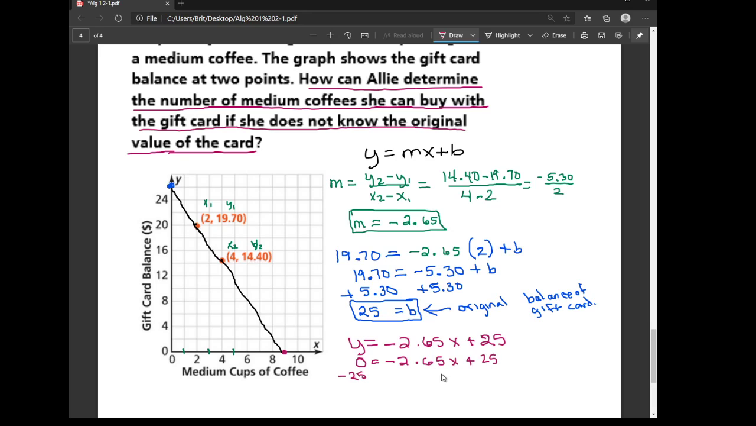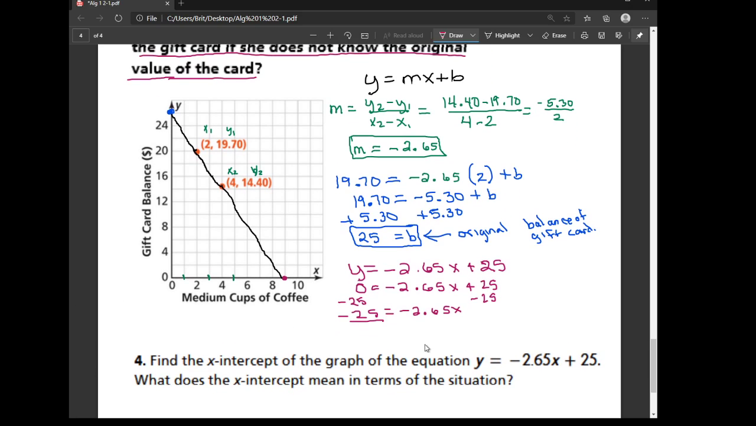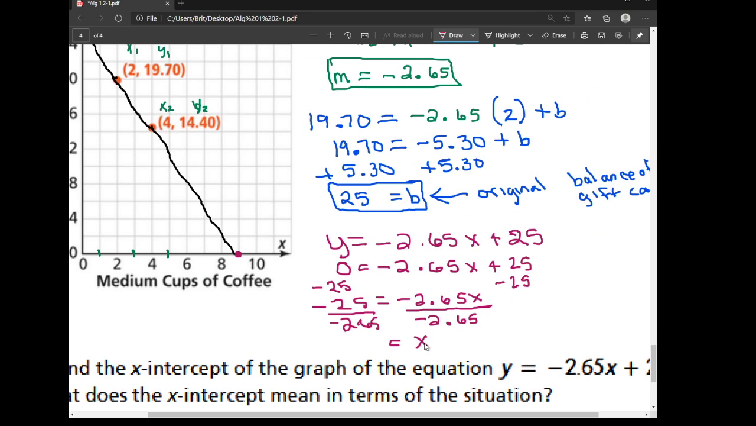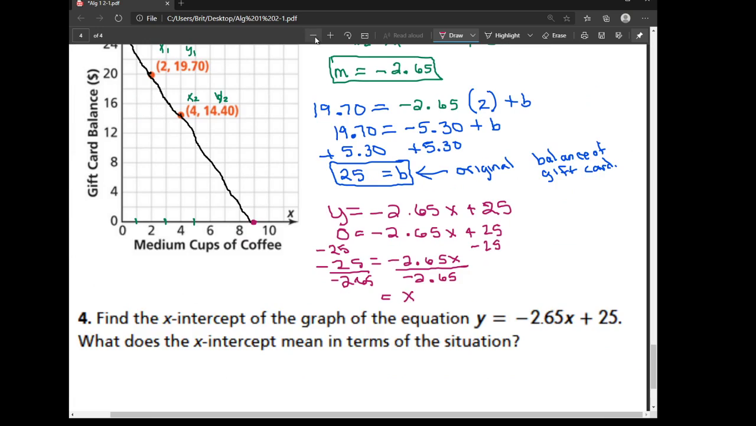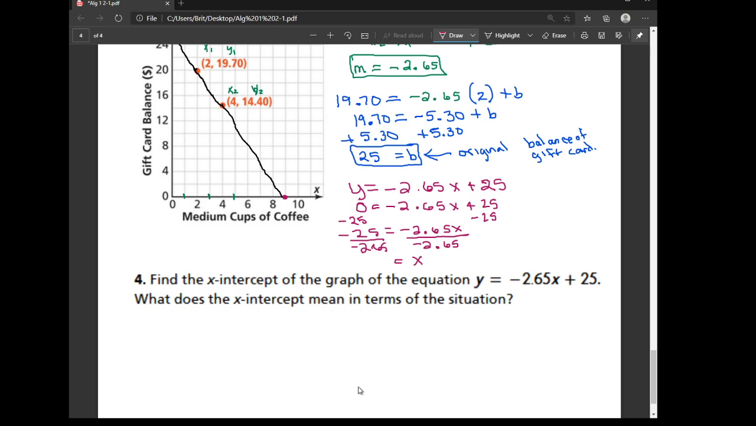I could subtract the 25. Okay, so I'd have negative 25 equals negative 2.65x. I can divide by the negative 2.65. Sorry, it's a little cramped here, y'all. And that gets me x equals, I have to actually do that division. Like I said, I'm assuming it's 9. Ooh, I zoomed in. 25 divided by 2.65, it's 9.4.